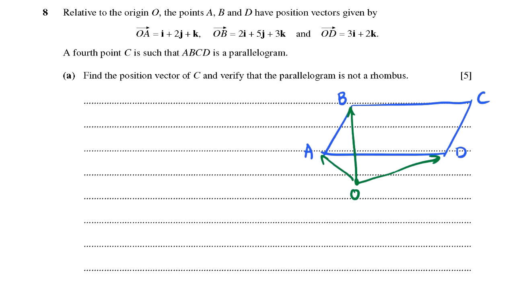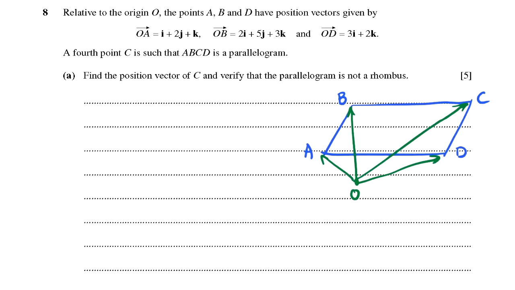So the first thing that we're asked to find is, well, what is OC? And what we do know with a parallelogram is opposite sides are the same length and they're parallel, which is perfect because that's what vectors are. If you have the same vector, it's the same length and it's also parallel. So we can represent opposite sides of a parallelogram with a vector.